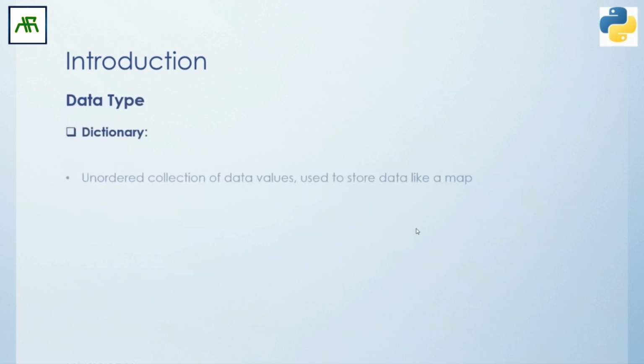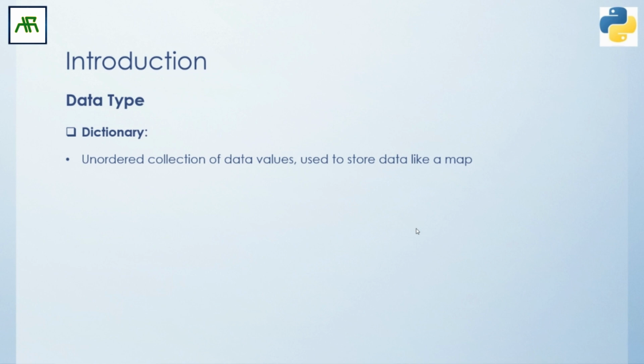Next data type is a dictionary. Dictionary is an unordered collection of data values used to store data like a map. This is the difference. In the other types, you have the data values directly going into a list in sequence, and that's it. You don't have a mapping process or one-to-one correspondence within the set or tuple or other data type. But in the case of dictionary, you have a key value pair or more than one key value pairs separated by commas.